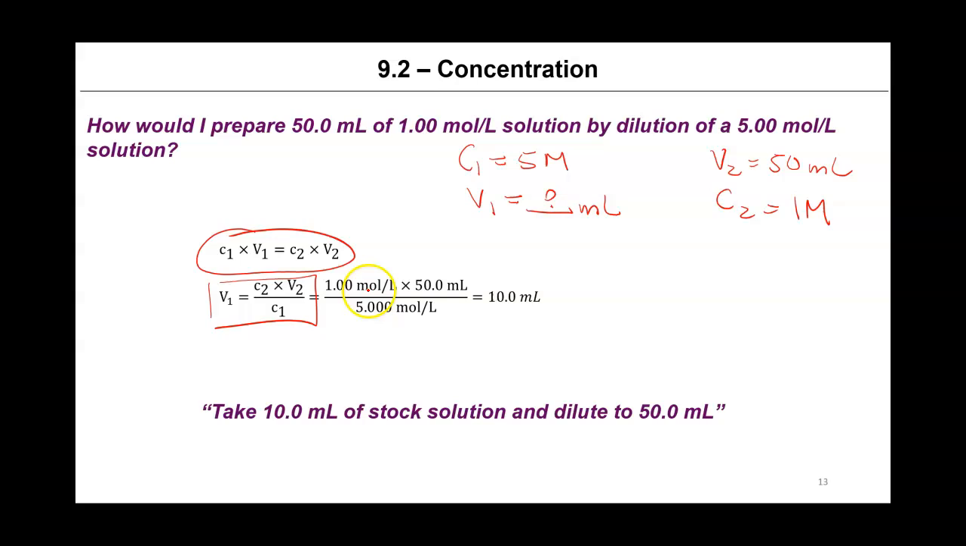So C2 was 1 mole per liter, V2 was 50 milliliters, and C1 was 5 moles per liter, and we can see that moles per liter cancels out, leaving milliliters, and when we put that into the calculator, we get 10 milliliters. So what do we need to do? We have to take 10 mL of the stock solution, solution 1, and then we're going to add solvent until we get up to 50 milliliters, and then we will have solution 2, our diluted solution.